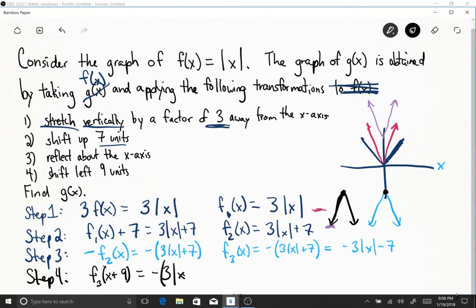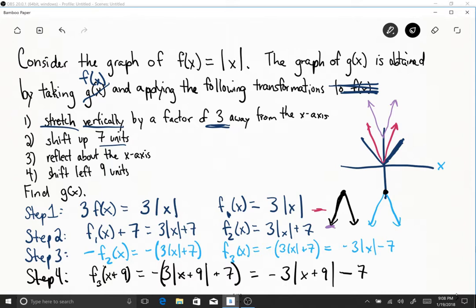Negative the quantity 3 times absolute value of x plus 9, and then plus 7. If you wanted to write it another way, remember this is also negative 3 times the absolute value of x plus 9, minus 7. So both of those are equivalent, but you might have 2 different ways they've written it, okay? So hopefully that makes sense.